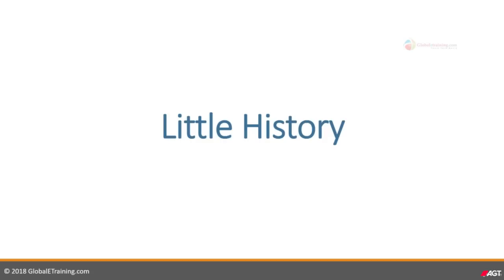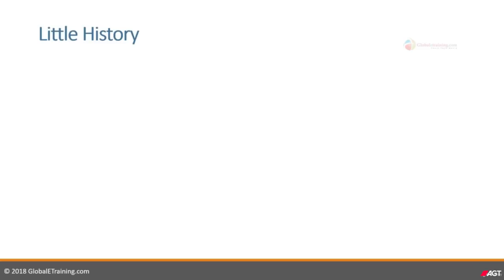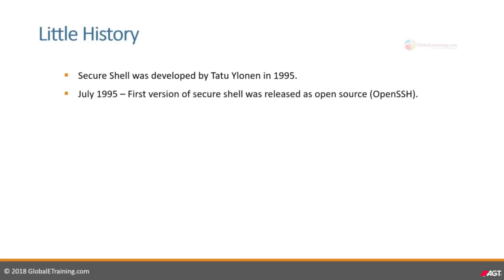I know students generally want to get hands-on and don't care about the history, and I am no exception. Knowing a little history helps. Secure Shell was developed by Tatu Ylönen in 1995, and I'm sure I have pronounced the name incorrectly. Anyways, in July 1995, the open source version of Secure Shell was released. The developer worked with the Internet Engineering Task Force for standardization of Secure Shell.